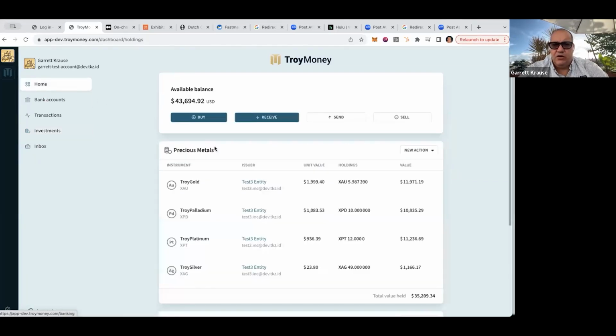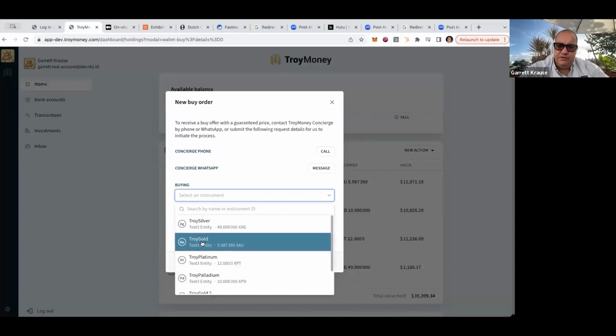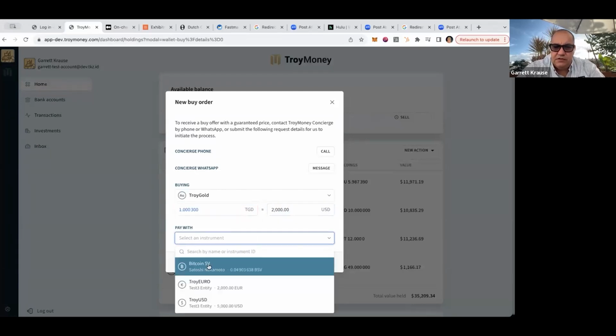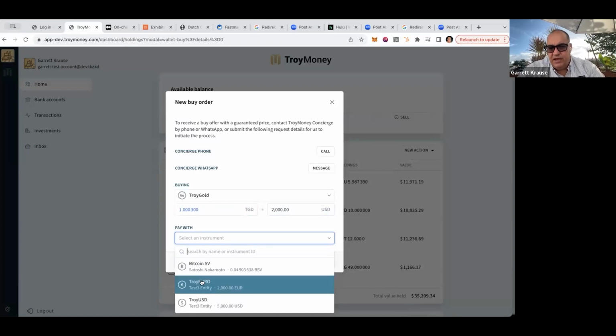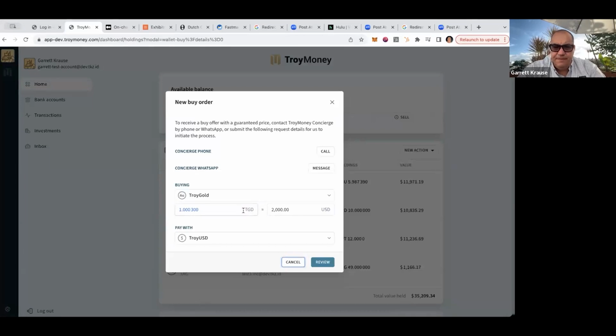Now, we're going to go back and go through a simple send transaction or a buy transaction. So if I want to buy instruments, okay, I'm going to go to buy order. I'm going to do Troy Gold. I don't know how many ounces I want, but I want to buy like $2,000 worth. If I hit $2,000, it will ask me, do I want to pay in BSV? Do I want to pay in Euro? Do I want to pay in USD? I'm going to pay this one in USD.